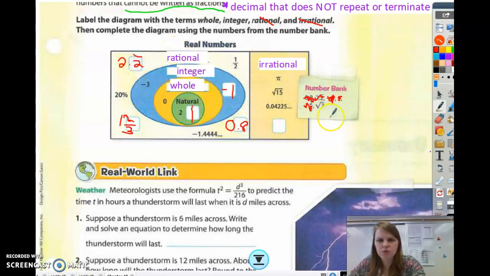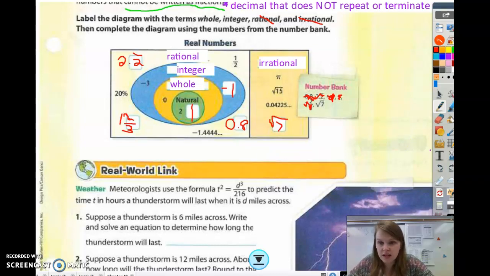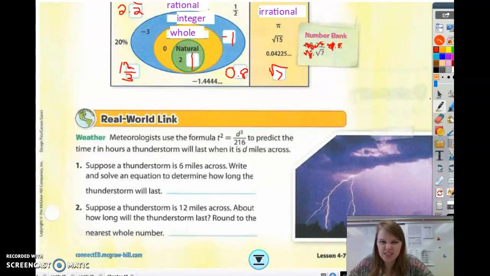2.2 repeating. Next we could do, that must mean the square root of 7 goes over here. Can you plug that into your calculator really quick? Square root of 7. Holy moly. I'm getting 2.64575 stuff. So that does not end and it does not repeat. So therefore it is irrational.